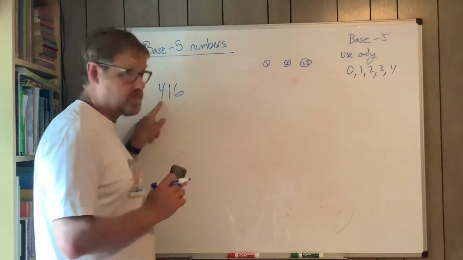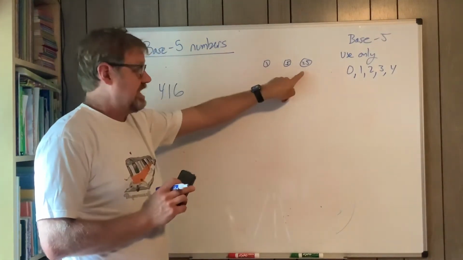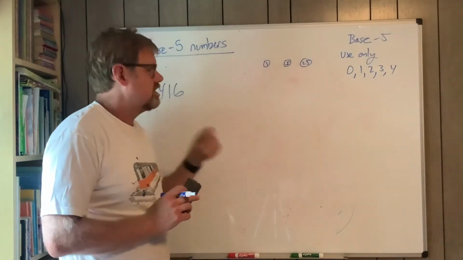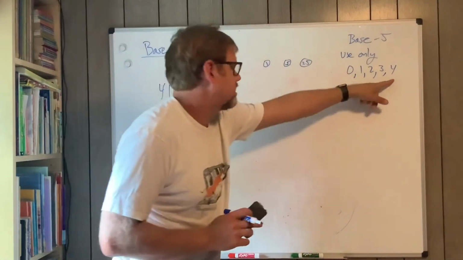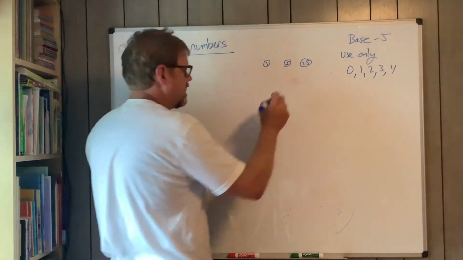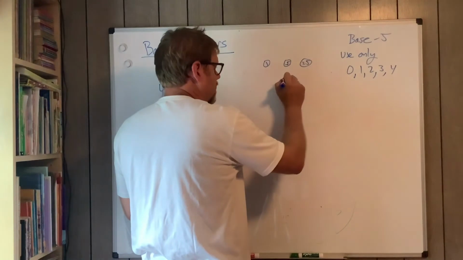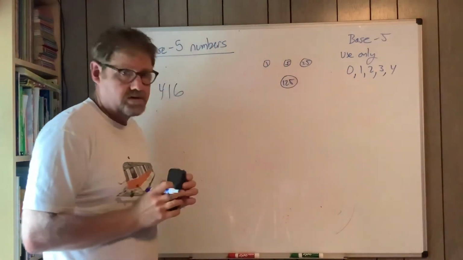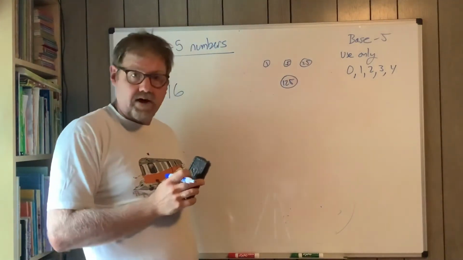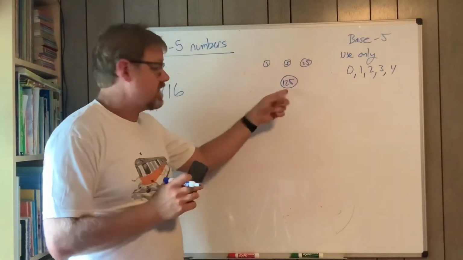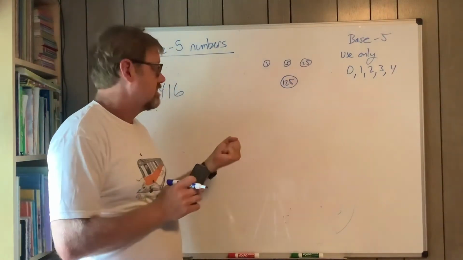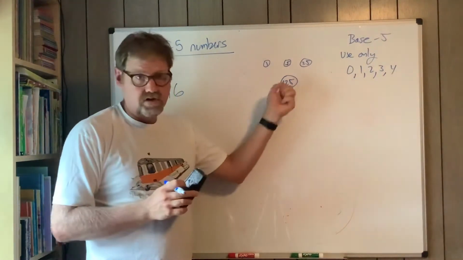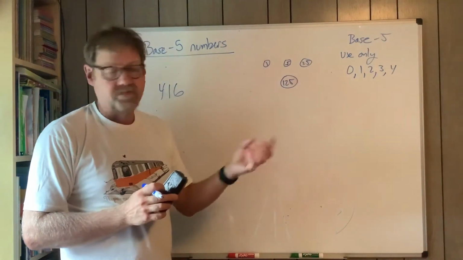Now, for this number, I need 16 quarters. Well, that doesn't fit there. So I'm going to come up with another coin. It's probably not one you have in your pocket, but you can really imagine that there is such a thing. Maybe I had some coin-like things that were blue, okay?